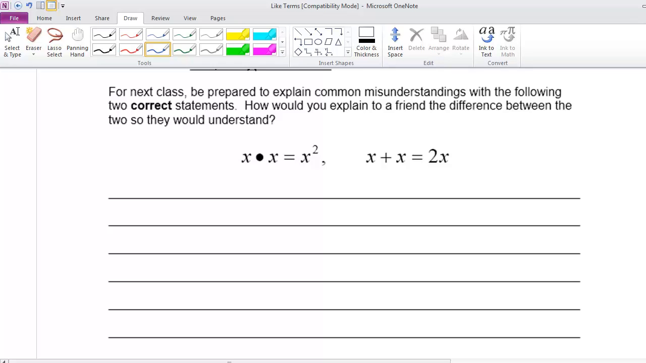And by that, I mean, don't use a mathematical definition. If someone doesn't understand this, they're not going to understand some sort of definition. Can you come up with a commonsensical explanation of why these two are correct and how you could help your friend?